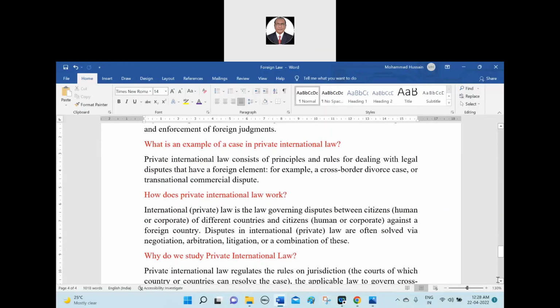So how does private international law work? Private international law governs disputes between citizens, humans or corporates of different countries, and citizens or corporates against a foreign country. Disputes in international private law are often solved via negotiations, arbitration and litigation, or a combination of all these. That is the shortest and easiest way to resolve the dispute.